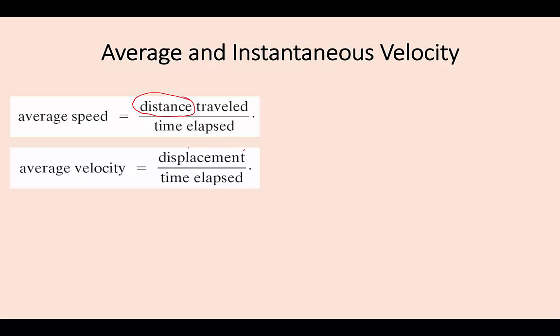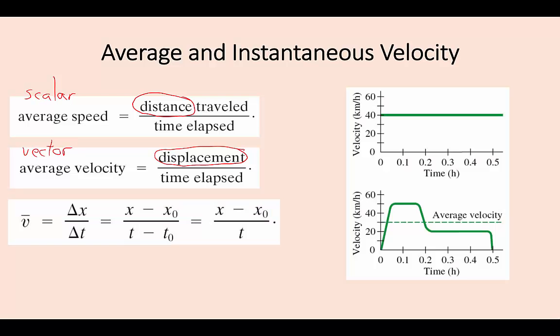So distance versus displacement is, remember, the key to the differences here. Because of this, we know that speed is a scalar, meaning it has magnitude or size only, whereas velocity is a vector, meaning, of course, it has magnitude and direction. And as a result of that, we have to look at them differently and treat them differently.